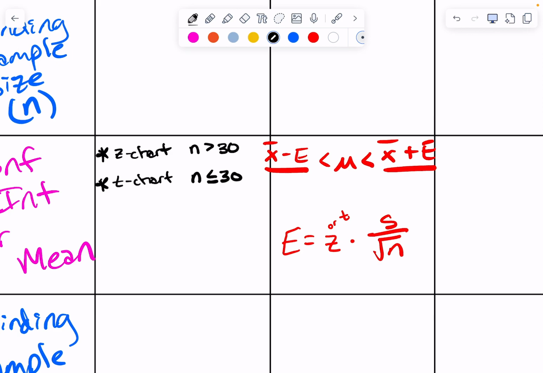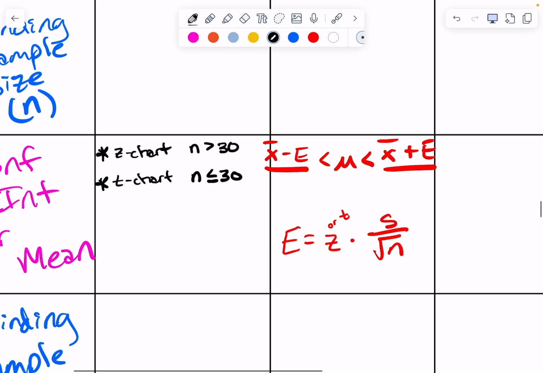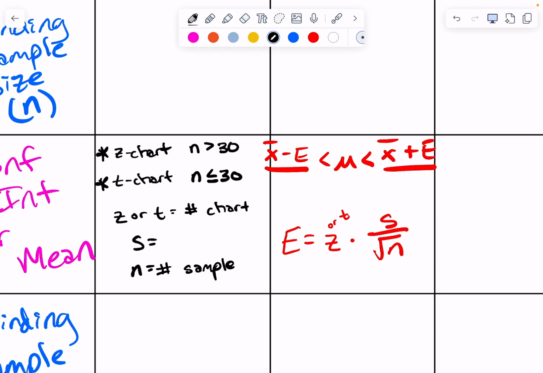So we need to know Z or T, and it is the number from the chart. We need to know what S is and what n is. n is the number in the sample, and S is the standard deviation. It is the sample standard deviation. That's what S is, and that's all.